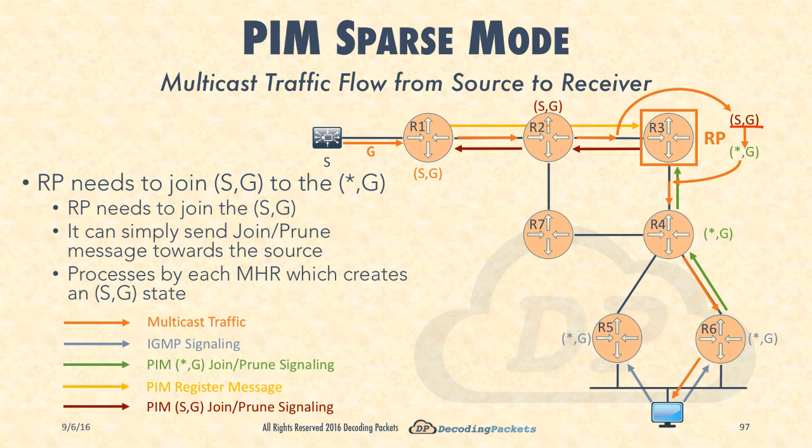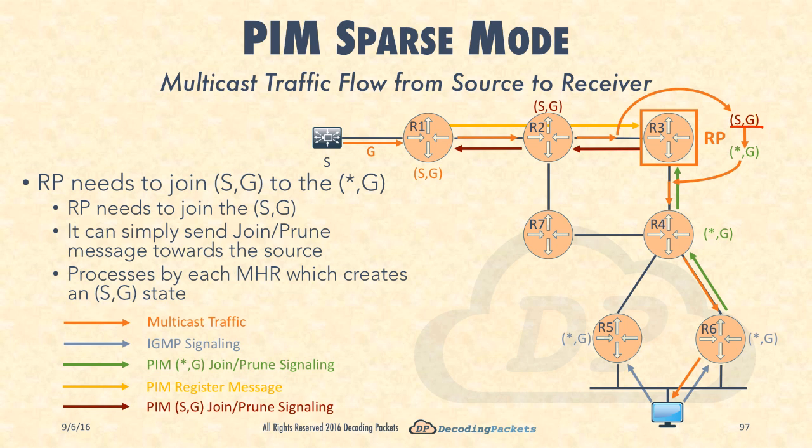And this is the basic crux of PIM Sparse Mode. Building those S,G trees, building the star,G trees, the FHR informing the RP about the existence of an S,G, and the RP finally working to connect the S,G to the star,G. This is basically the 10,000 foot view.